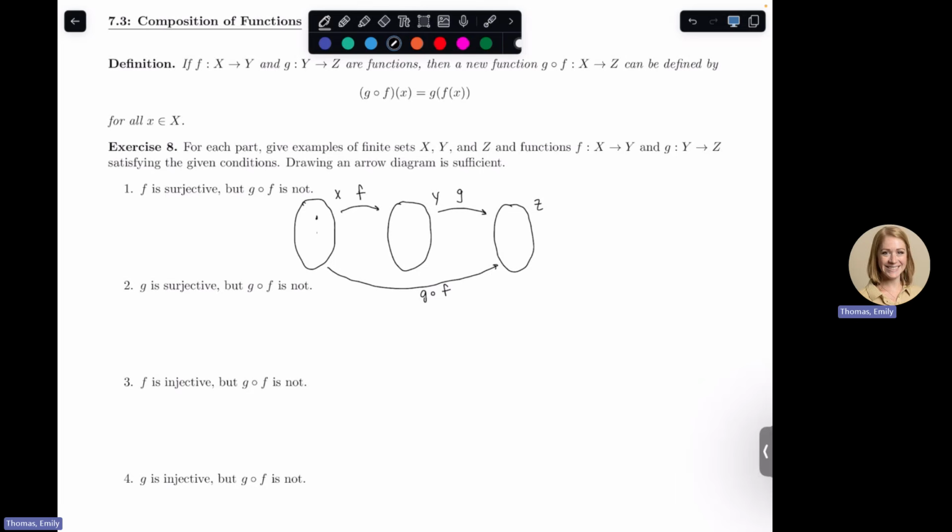We're going to put some stuff here. Like this would make f onto. You agree with me? But if I want the whole thing to not be onto, I'm just going to make that second part not be onto. Because then this, let's call it C, has no preimage under g of f. Good?